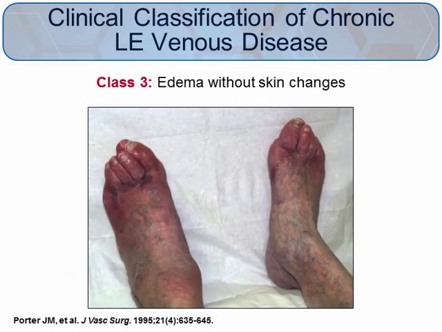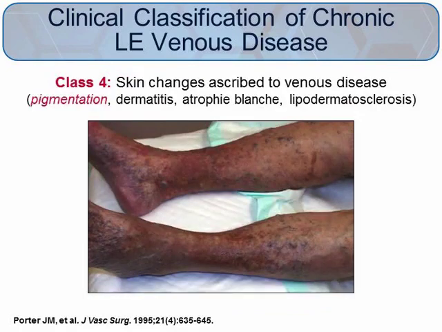Class 3 clinical disease is edema without skin changes. And then in Class 4, you have skin changes ascribed to venous disease. So you may have pigmentation, as shown in this slide, where there's this hyperpigmentation or brown discoloration of the skin. This is from years of venous disease, where there's been chronic edema and leakage of red blood cells into the skin. And when the red blood cells die, they leave hemosiderin behind. And so that's hemosiderin staining.